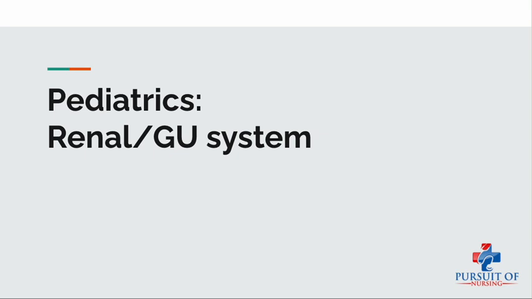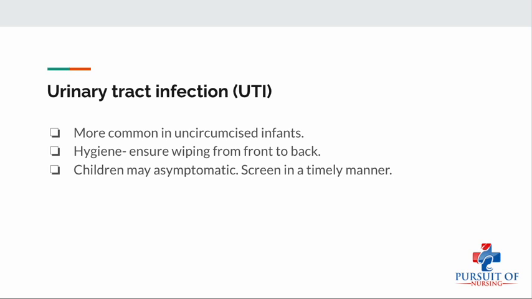And genitourinary system specific to the pediatric population. So with a UTI, UTIs are more common in uncircumcised infants just because there can be, of course, a more collection of bacteria there that could cause an infection.